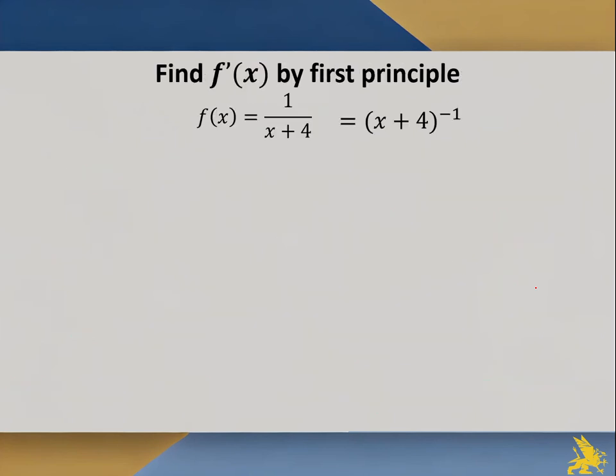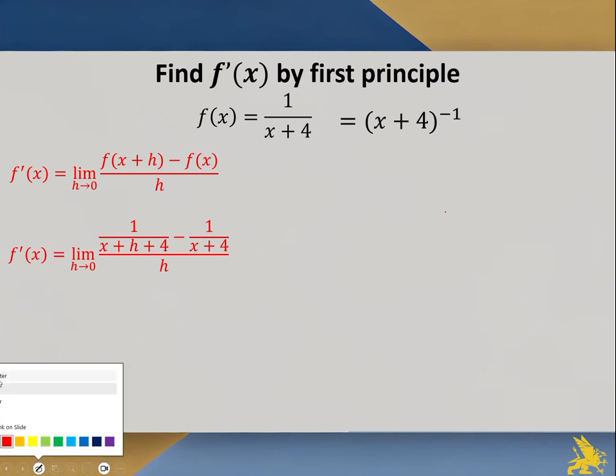Let's look at this next one. 1 over x plus 4 is equal to x plus 4 to the power of -1. The first thing I'm going to look for here is, again, to do the first principles. So the first thing I write down is my equation. From this equation, I substitute x plus h into my function, and then I rewrite my function that I'm taking away.